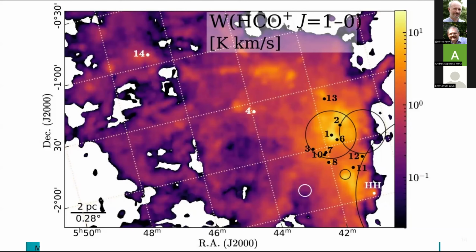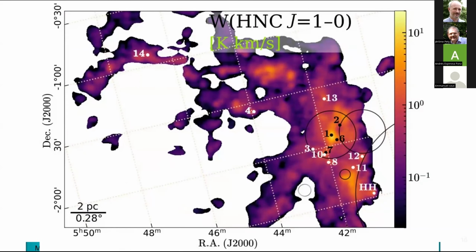This is HCO+, which is also very extended, similar to HCN. While for H and C, still at 120 seconds, the area recovered is way less. It's not as extended. It's just in the surroundings of the filaments.